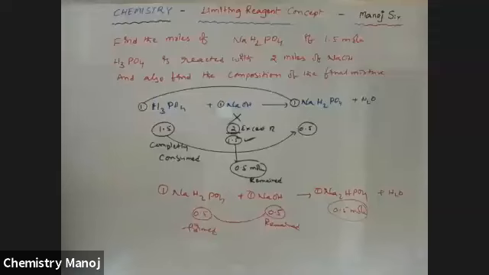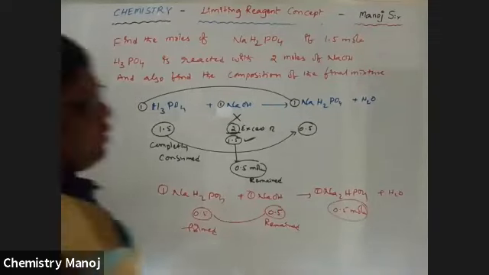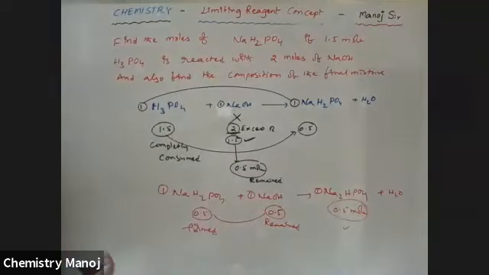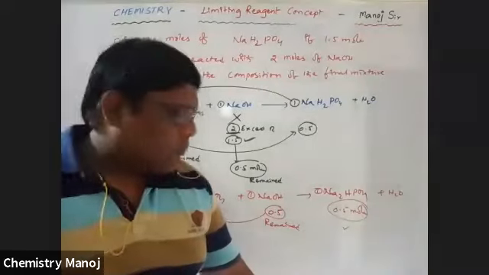0.5 mole of that one. So that means in the final mixture, we have only 0.5 mole NaH2PO4. See here, my dear boys.